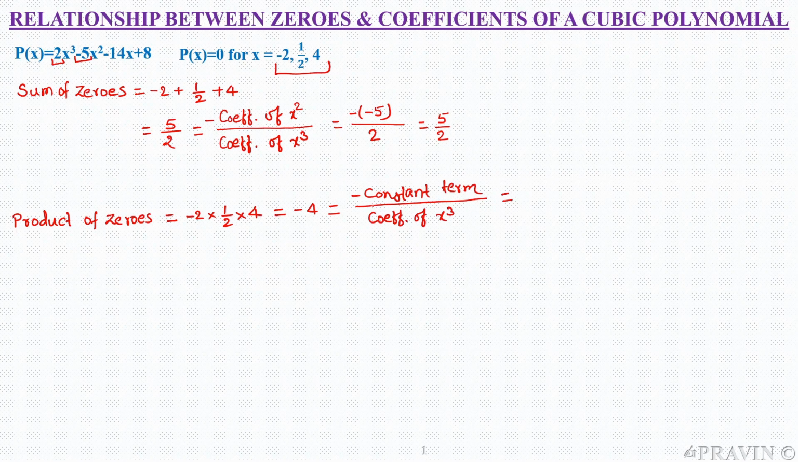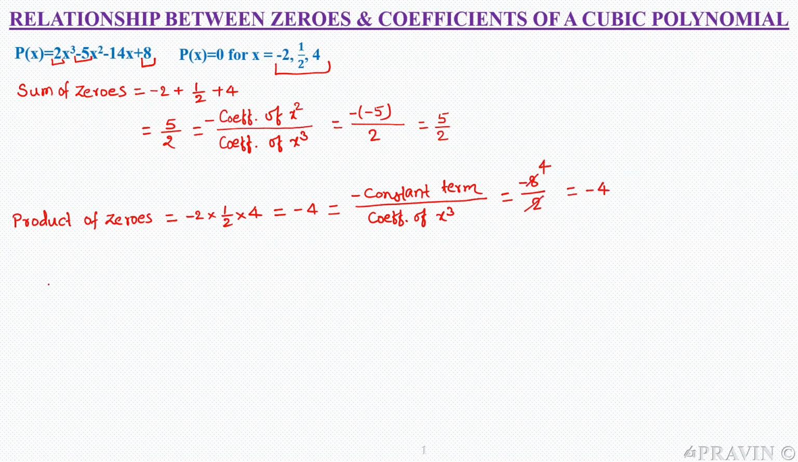If you see the polynomial, the constant term is +8. So the minus sign is here. You write here −8 upon coefficient of x³. You already know that is 2. It will give you −4.